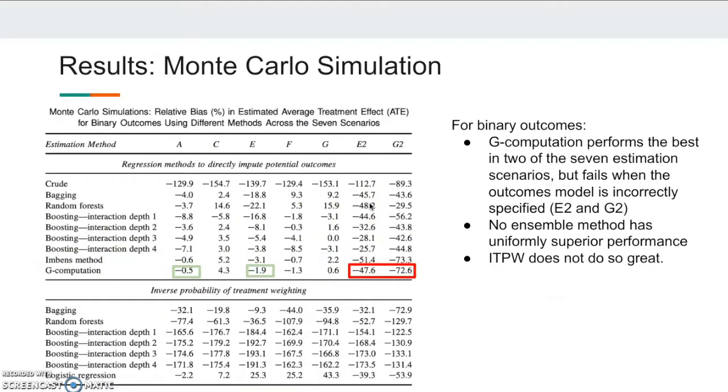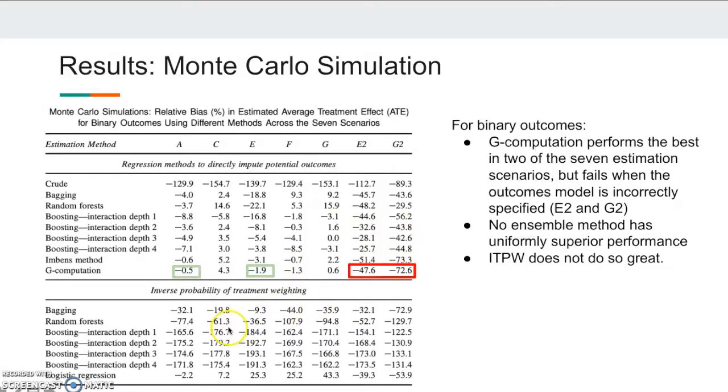For binary outcomes, things get a little bit more confusing. G computation performs the best in 2 of the 7 scenarios. Here they're highlighted in green. But again, when things get non-linear, non-additive, incorrectly specified with E2 and G2, things start to not do well at all. We see a little bit more consistency with the boosting in interaction depths 3 and 4. But again, it's not great when we get to E2 and G2. But it's better than the MBENS method and the G computation. So no ensemble method has uniformly superior performance.